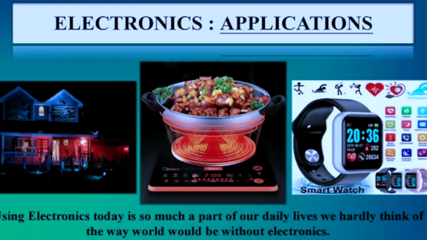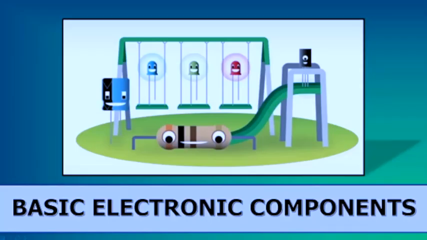As you can see in the picture, there is one induction stove. That is also an example of an application of electronics. And you have smartwatches also. That means we can use electronics in the field of medical also. So here you can put a smartwatch on your wrist and it will show you how much heartbeat you have, how many calories you have burned today, how many steps you have taken, and so many other things.